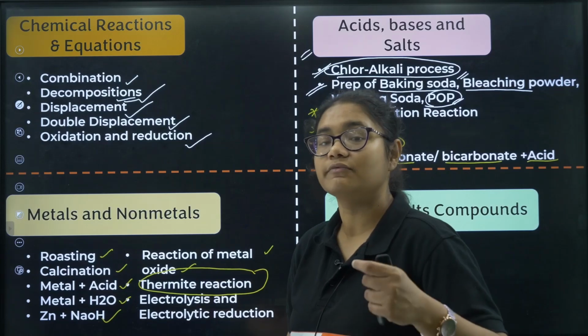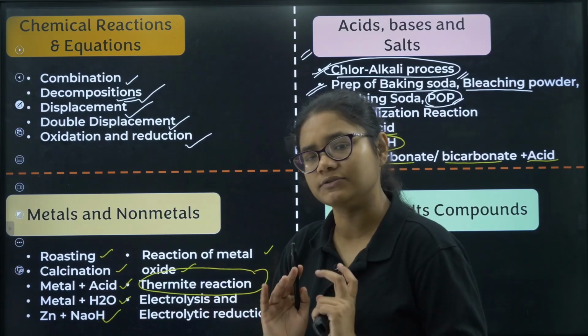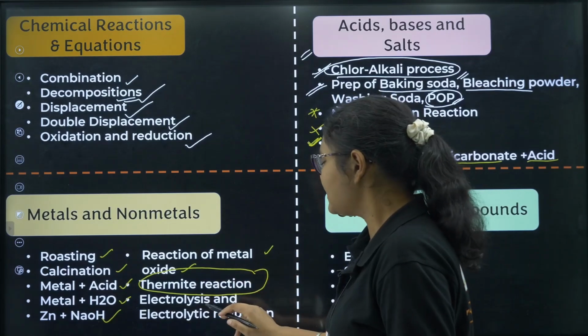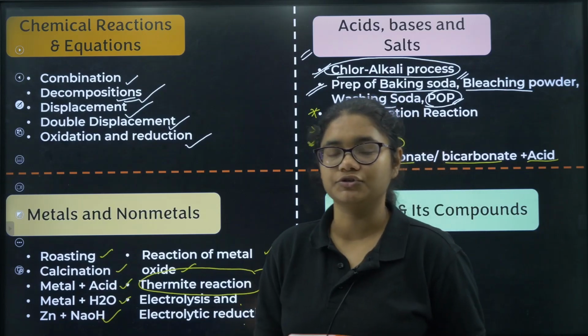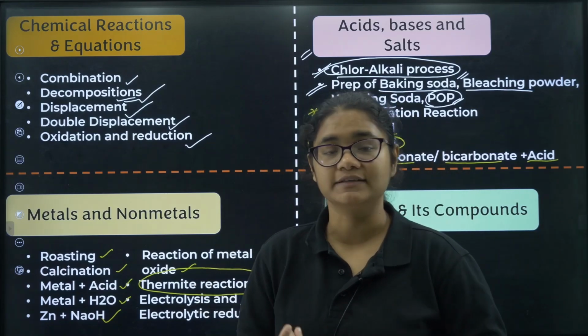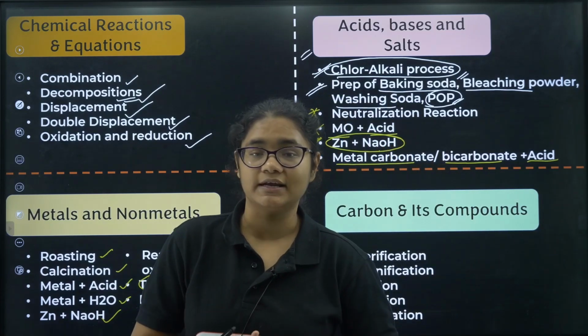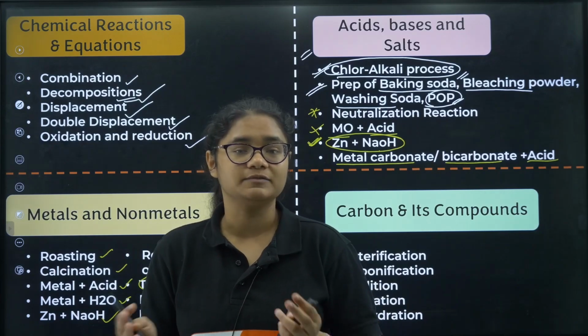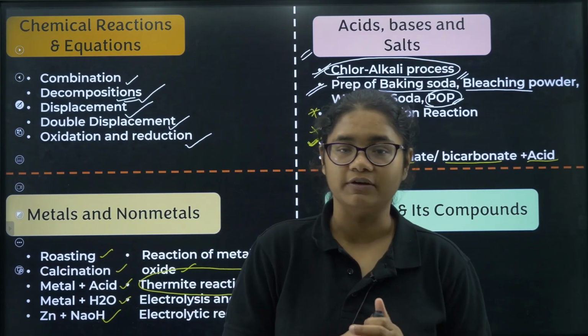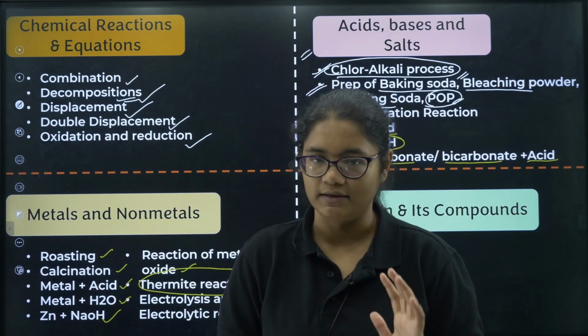Then reactions of metal oxides: what is the thermite reaction and what are its uses, why the metals are used, which metals are used for the thermite reaction. So many questions are asked from here. Then electrolysis and electrolytic reduction: how the purification of metal takes place, which is taken as anode, which is taken as cathode, where deposition takes place. Everything, such as copper purification, is required here.